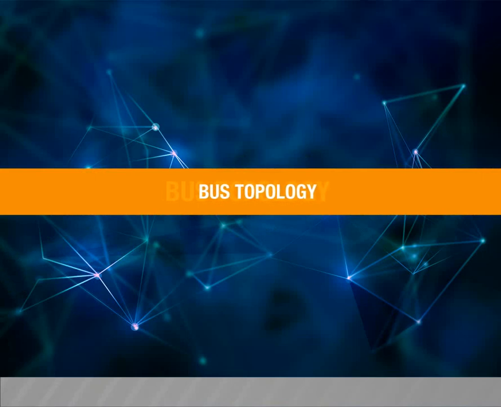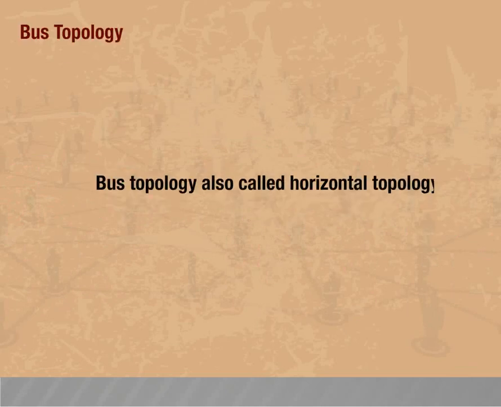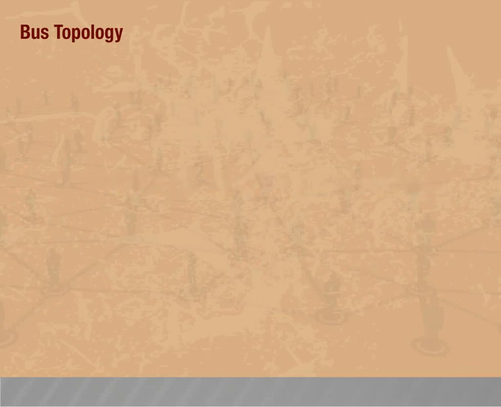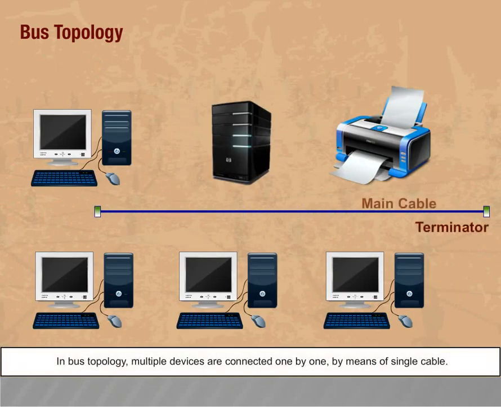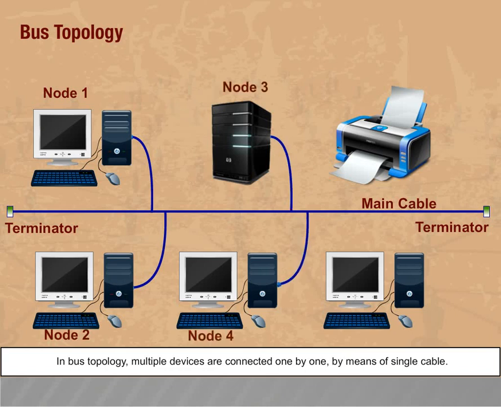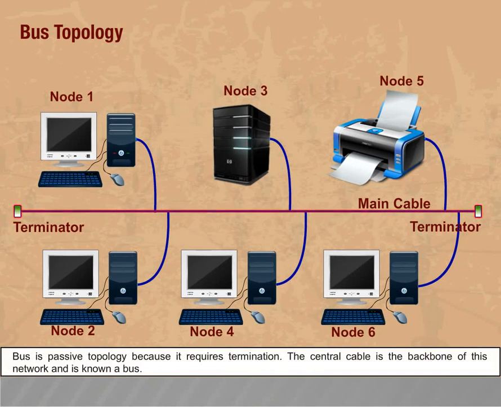Bus topology. In this video, we are going to learn about bus topology. Bus topology, also called horizontal topology. In bus topology, multiple devices are connected by means of a single cable. Bus is a passive topology because it requires termination. The central cable is the backbone of this network and is known as a bus.